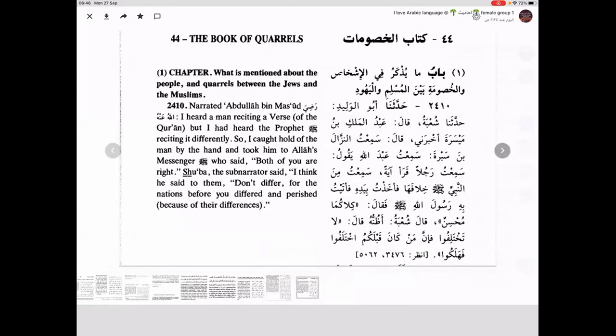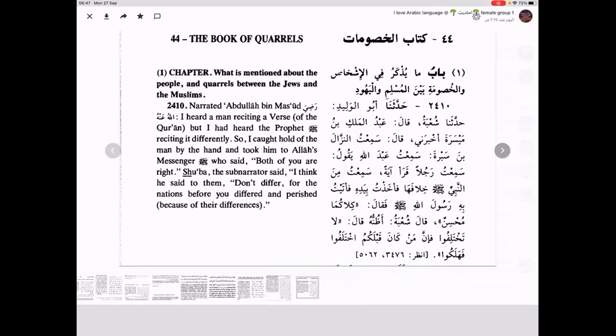Okay, Khadija, read this one. Chapter: what is mentioned about the quarrels between people, the Jews and the Muslims. Narrated Abdullah bin Masud, may Allah be pleased with him: I heard a man reciting a verse of the Quran, but I had heard the Prophet reciting it differently. So I caught hold of the man by the hand and took him to Allah's Messenger, who said, both of you are right. Shuba, the narrator, said, I think he said, don't differ, for the nations before you differed and perished because of their differences.